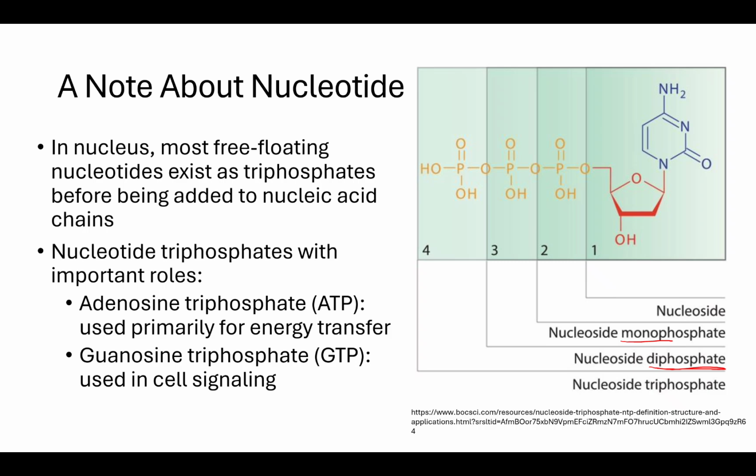And then also just to note that if you've got a nucleotide with 1 phosphate attached to it, then it's a monophosphate. With 2 phosphates attached to it, it's a diphosphate. And then just like with ATP, the 3 phosphates attached to it make it a triphosphate.